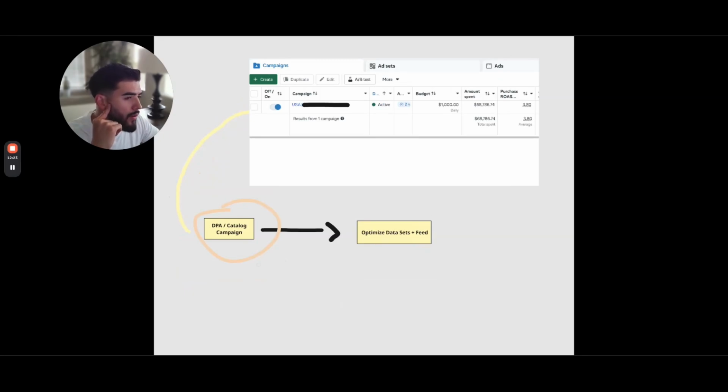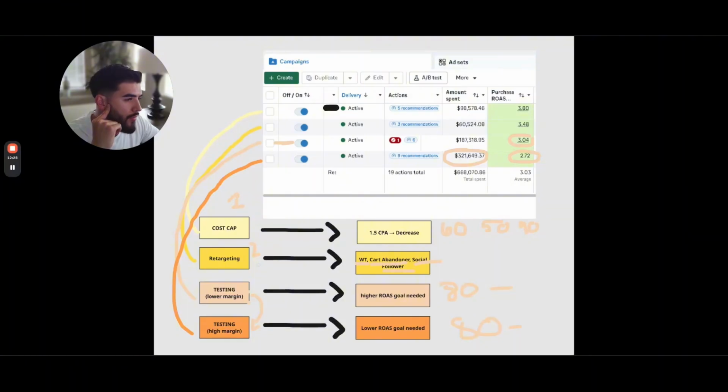Because if you're requiring a 5 return on ad spend to be successful, there's a very low likelihood that you'll ever be able to scale.